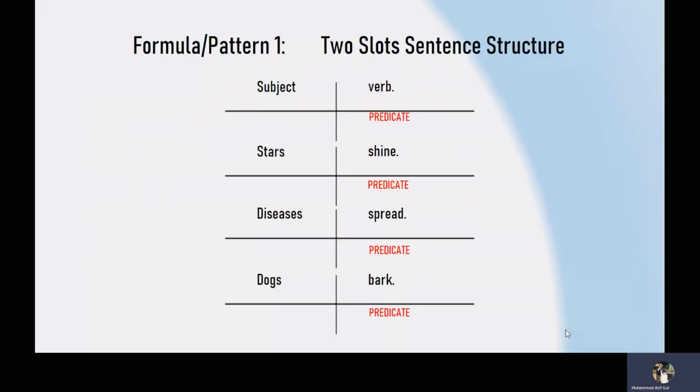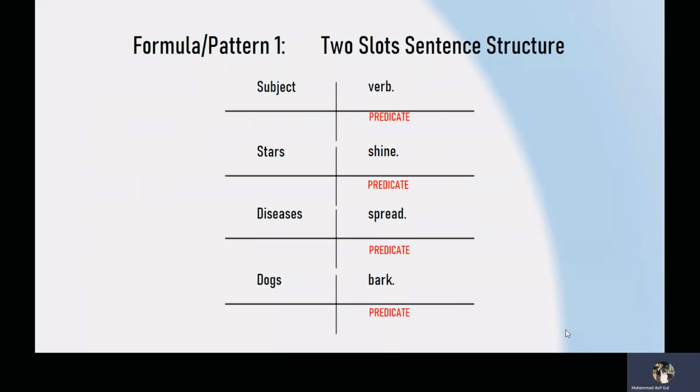Okay, so formula 1 or pattern 1, the simplest sentence structure in the English language, we can say formula 1, or we can say the 2-slot sentence structure. It has a subject and a predicate in it, subject and verb. As we see: Stars shine. Diseases spread. Dogs bark. We must note that there is a period after the verb.